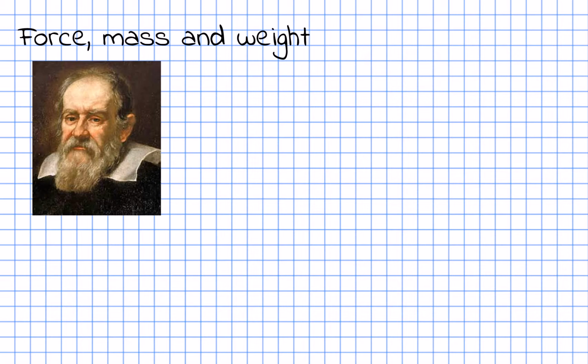Now at the time, most people were thinking how Aristotle and the Greeks thought, and that heavier objects would fall faster than smaller objects. So what we're going to do is run through Galileo's thought experiment and show why this can't be true.